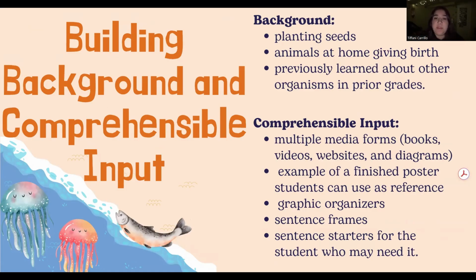For the comprehensible input, we had said that we would have multiple forms of media, like we had said, it would be books, videos, websites, and diagrams. We would also provide them with an example of a finished poster so that they could use it as a reference when they're creating their own. Then we would have graphic organizers, sentence frames, and sentence starters for any of the students that needed it.